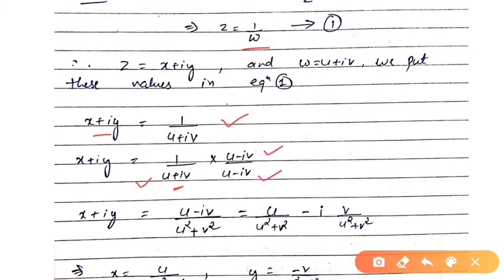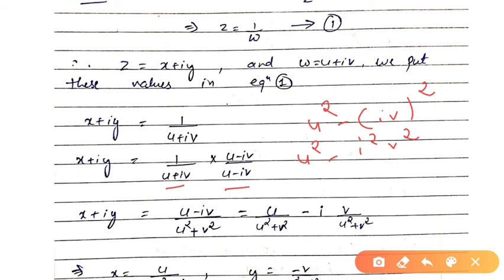So in the next step we get x plus iy is equal to, the numerator will be as it is, u minus iv. And in the denominator we use the formula a square minus b square is equal to a plus b into a minus b. So this is our a plus b and this is a minus b. So you get a square minus b square, which can be written as u square minus i square v square.